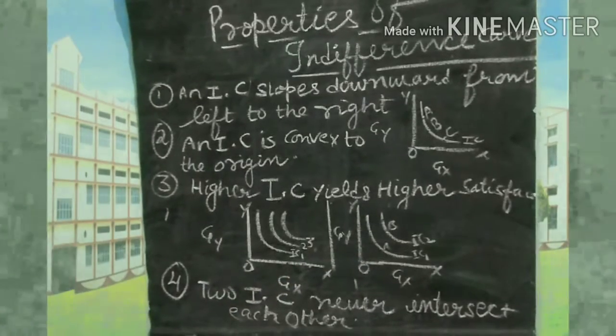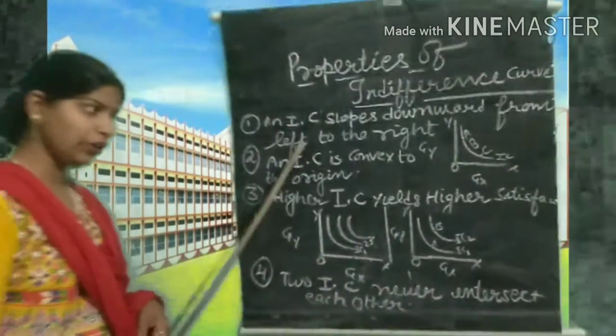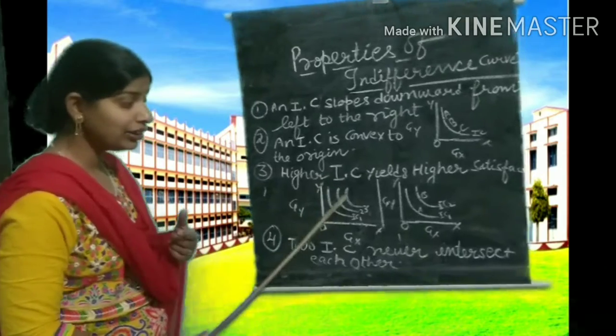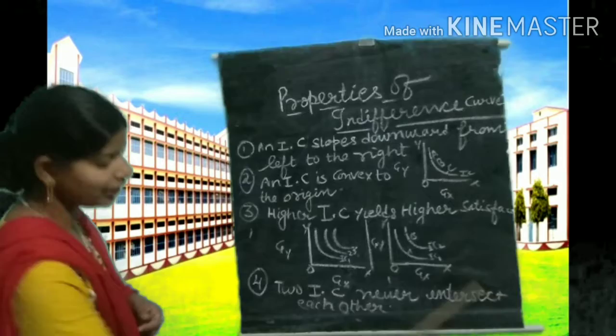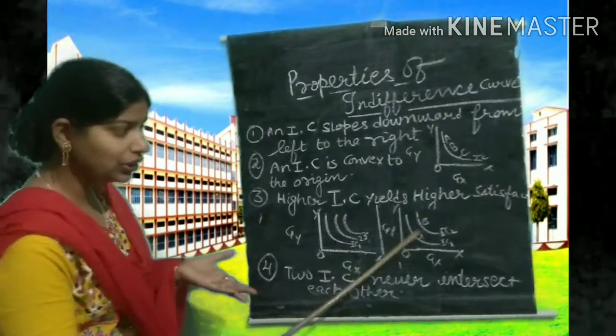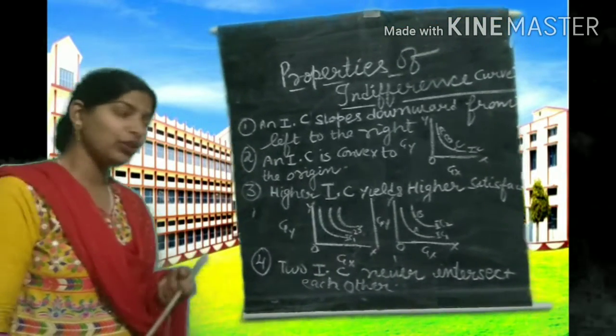Okay, I think all the four headings all of you understood. First, downward from left to right. Second, convex to the origin. Third, higher indifference curve yields higher satisfaction. And fourth is never intersect each other, meaning may be parallel to each other, may be close to each other, but never intersect. I think all of you understood all.